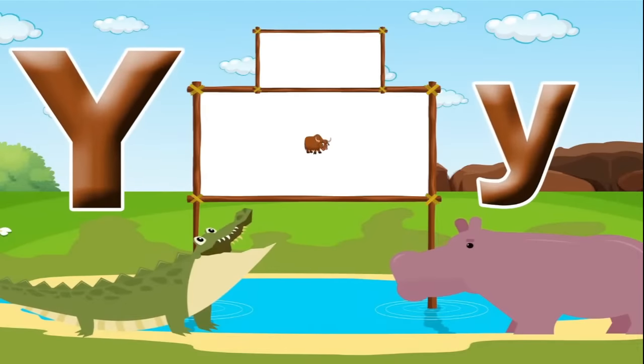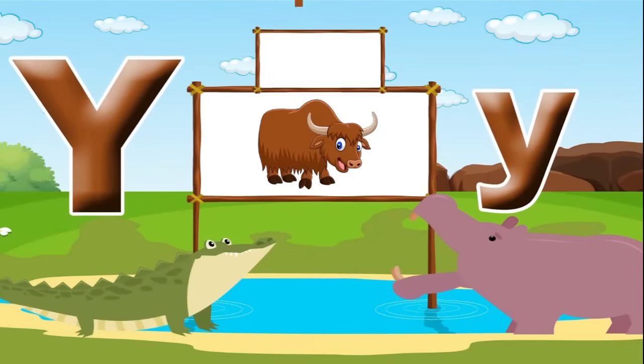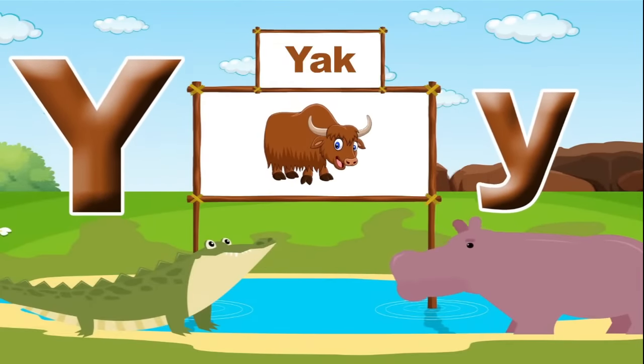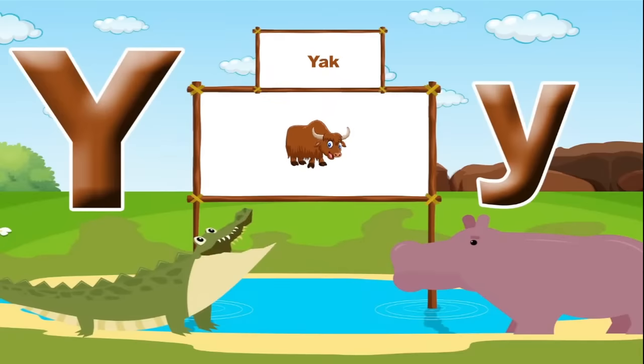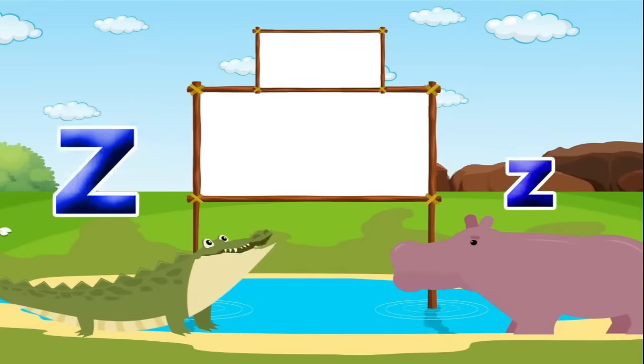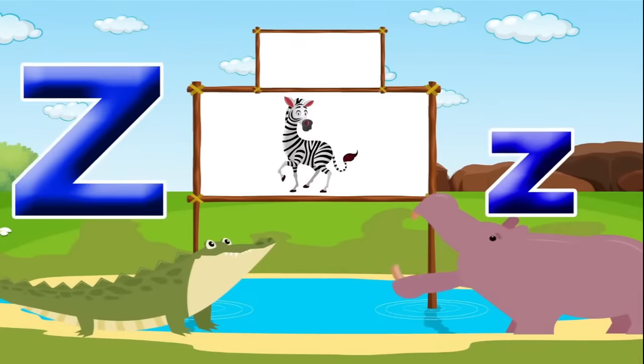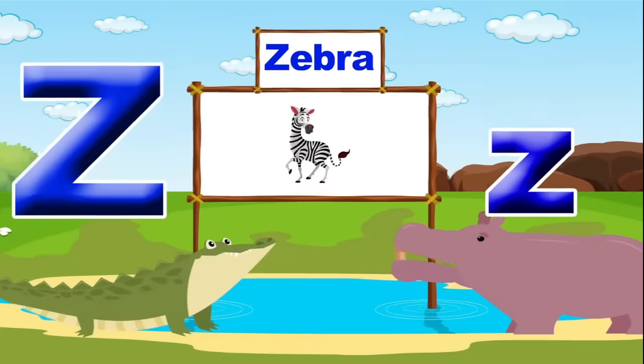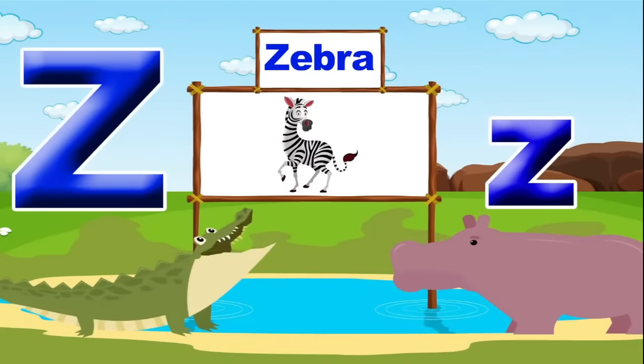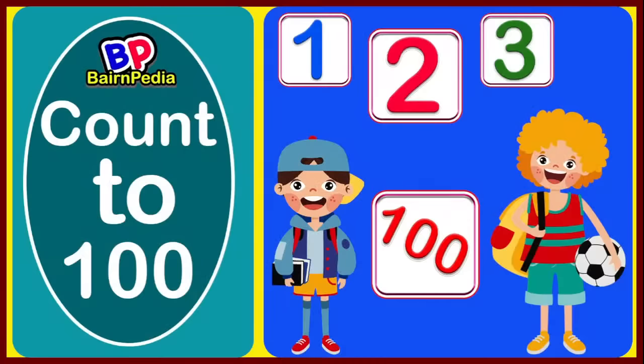Y is for yak. Y-y-yak. Y, yes. Z is for zebra. Z-z-zebra. Z, zebra.